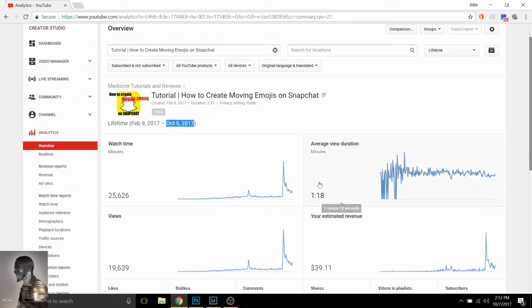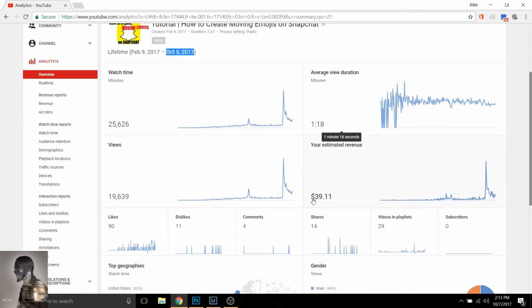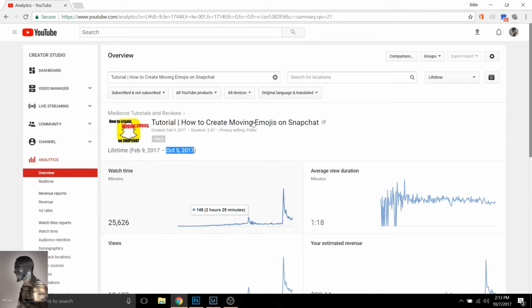Now, what I think is really interesting about this, if you look at this watch time, look at this. If you want to talk about the long tail effect, look at it. You got a little bump right around here, but then you get this massive bump. And honestly, I'll be honest, I don't know what happened here. I don't know if Snapchat released a new update where things had changed on how you create moving emojis, or what happened, or if the video got shared on some website. I'm not sure exactly. But you can see there's a significant bump right there of traffic coming to this video, which is just super interesting.